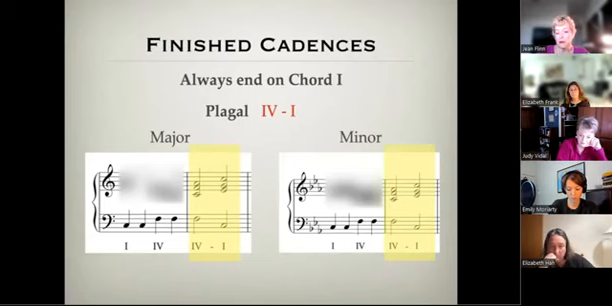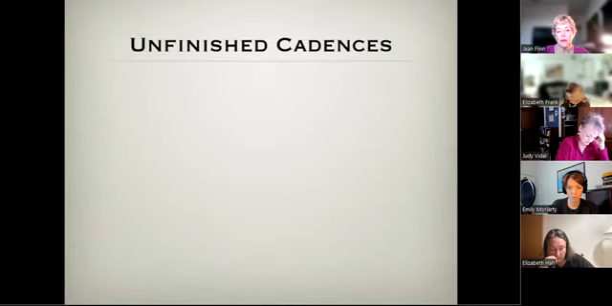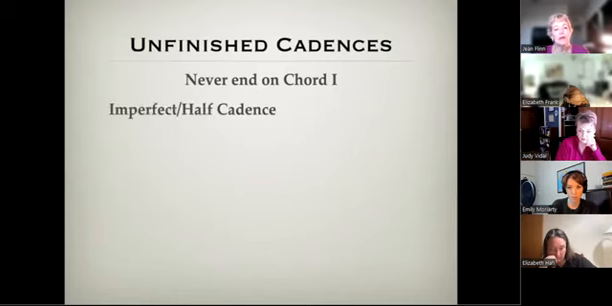So those are our two finished cadences. We have the perfect or authentic cadence, which is chord 5 to 1, and the plagal cadence, which is chords 4 to 1. So what about the unfinished cadences? Well, not surprisingly, these never end on chord 1, because if they did end on chord 1, they would sound finished. Again, we've got two types of unfinished cadence.